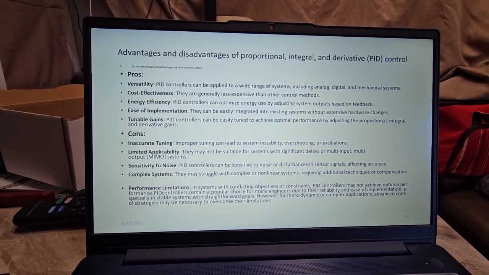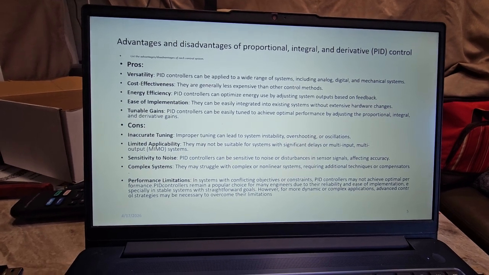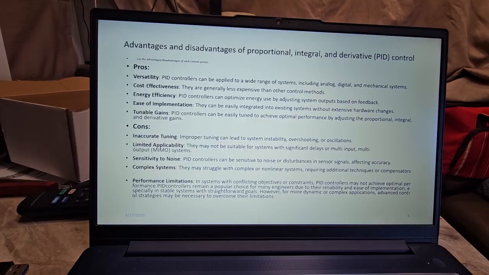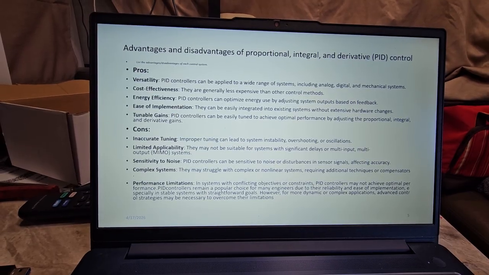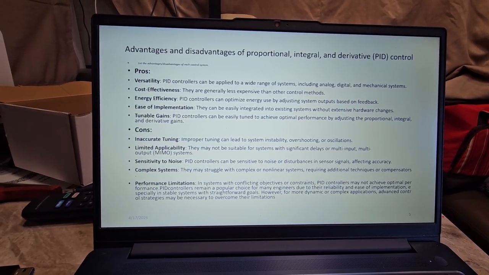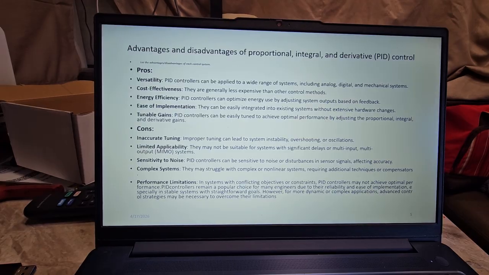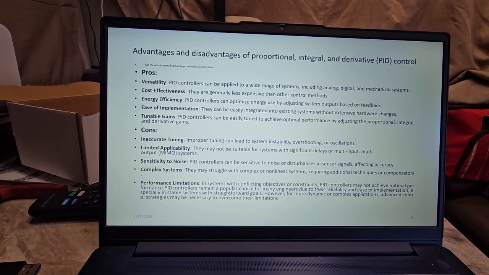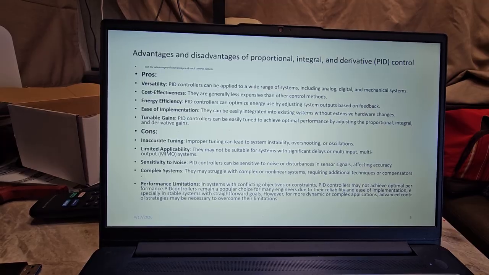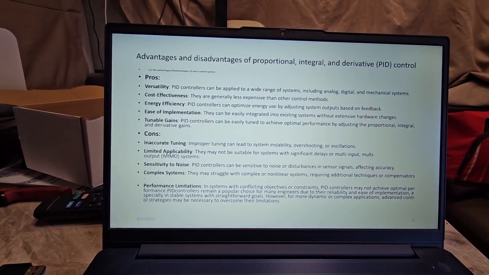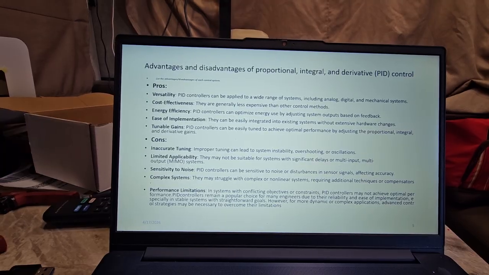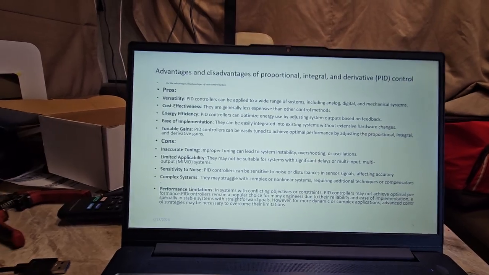And then last is performance limitations. In systems with conflicting objectives or constraints, PID controllers may not achieve optimal performance. PID controllers remain a popular choice for many engineers due to their reliability and the ease of implementation, especially in stable systems with straightforward goals. However, in more dynamic or complex applications, advanced control strategies may be necessary to overcome their limitations.